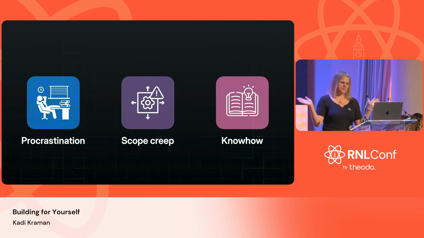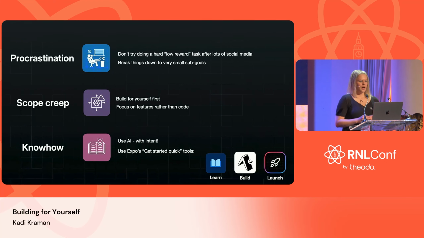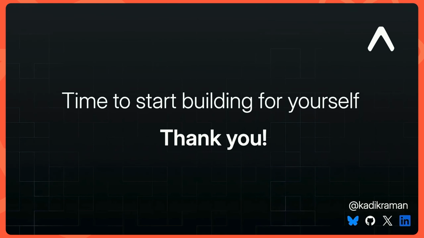So, to recap, procrastination, scope creep, and the know-how. These are the enemies of our progress in building bespoke, amazing worlds for ourselves. And we can overcome each of these when we build and launch with intent. I hope you build your next app this weekend. Thank you.